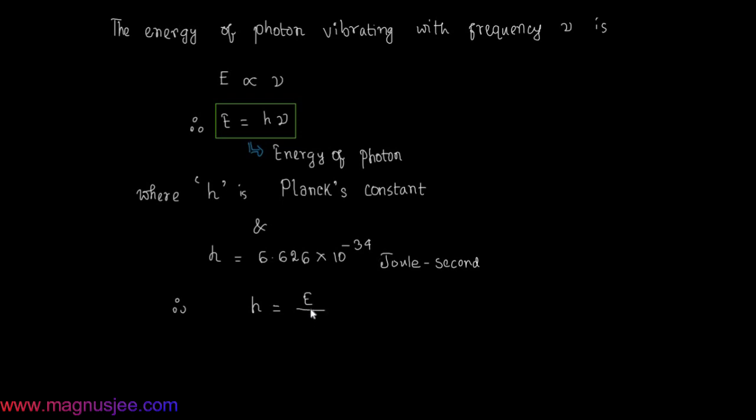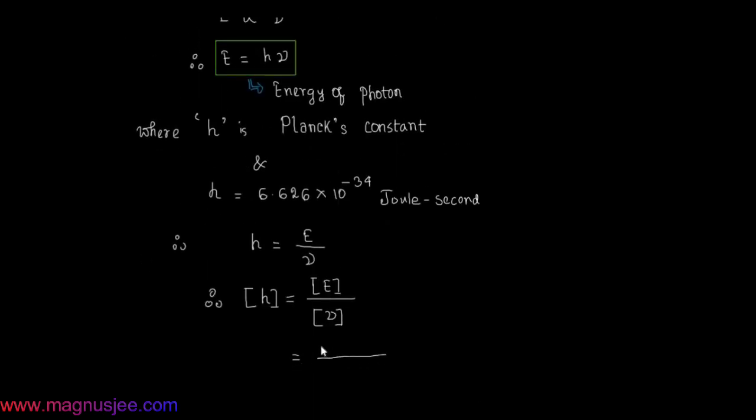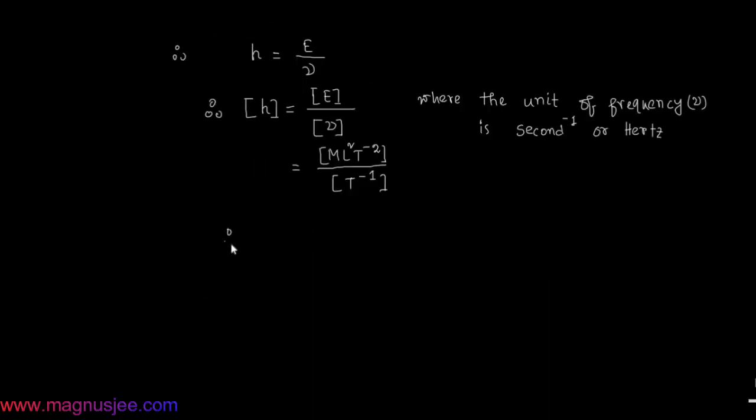Therefore, h is equal to E divided by nu. The dimension of h is equal to the dimension of E divided by the dimension of nu. The dimension of E is M L squared T to the power minus 2, divided by the dimension of frequency, which is T inverse. The unit of frequency is second inverse, or hertz.